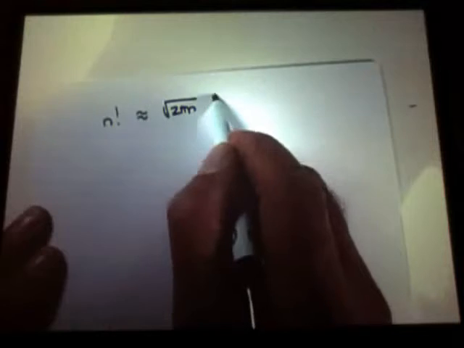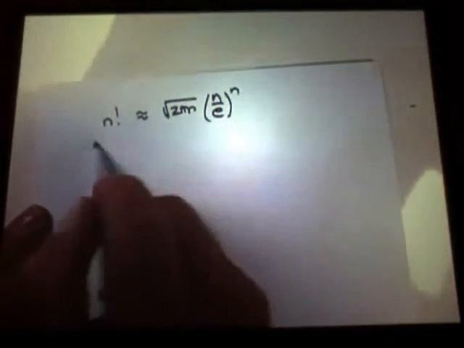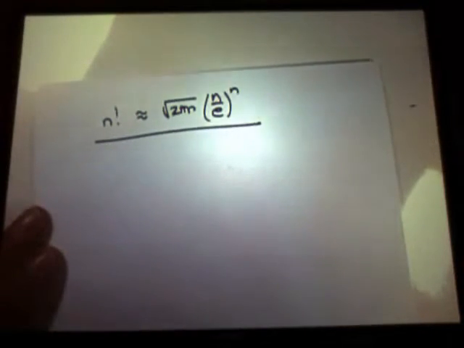Okay? All right. Stirling's formula, which is, by the way, back in the good old days before you had computers and calculators, if you needed an estimate for n factorial for large n, even for middling n, n factorial is approximately equal to the square root of 2 pi n times n over e to the n. That's Stirling's formula. It's an asymptotic approximation for n factorial.